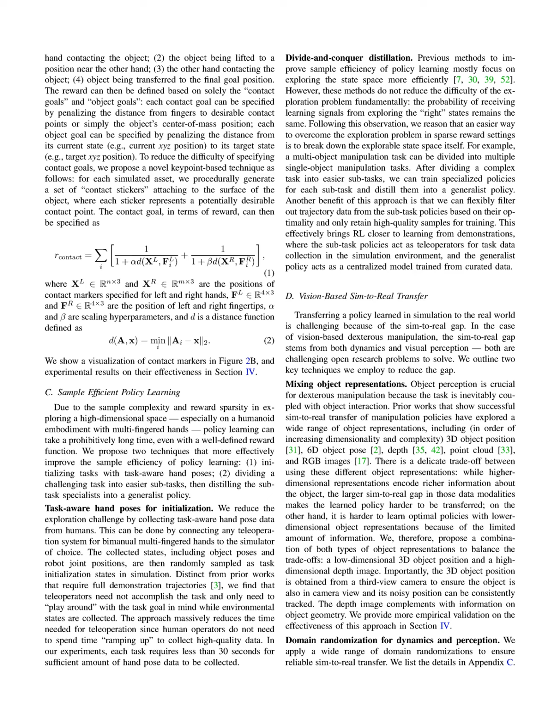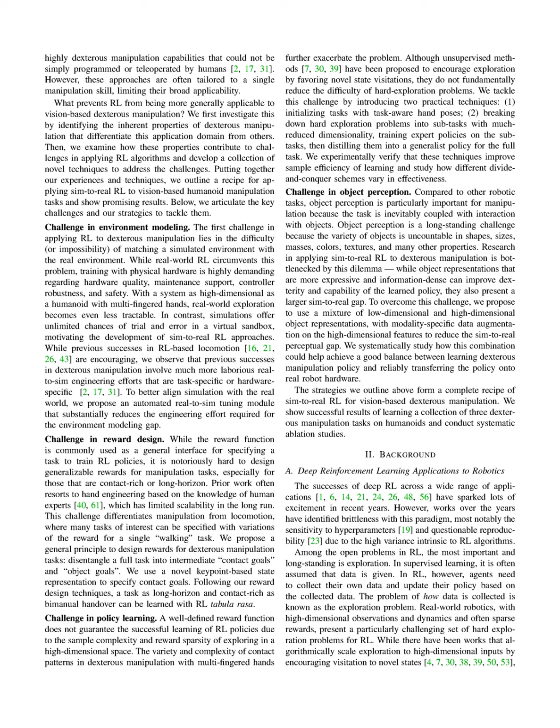Finally, the policy learning strategies include initializing tasks with task-aware hand poses collected from human teleoperators, which enhances exploration efficiency, and employing a divide-and-conquer approach to break down complex tasks into simpler subtasks. This allows for training specialized policies for each subtask, which are then distilled into a generalist policy, improving sample efficiency and overall performance in the manipulation tasks. Together, these components create a comprehensive framework for sim-to-real RL and dexterous manipulation.